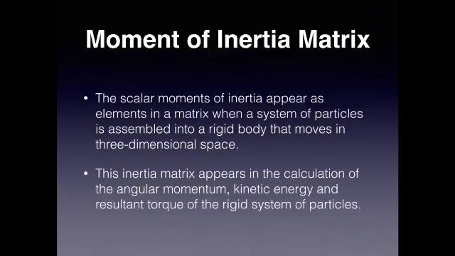Next, we come to the third topic of the science project, the moment of inertia matrix. The scalar moments of inertia appear as elements in a matrix when a system of particles is assembled into a rigid body that moves in 3D space. This inertia matrix appears in the calculation of the angular momentum, kinetic energy, and the resultant torque of a rigid system of particles. Thus, the inertia matrix has a lot of applications.